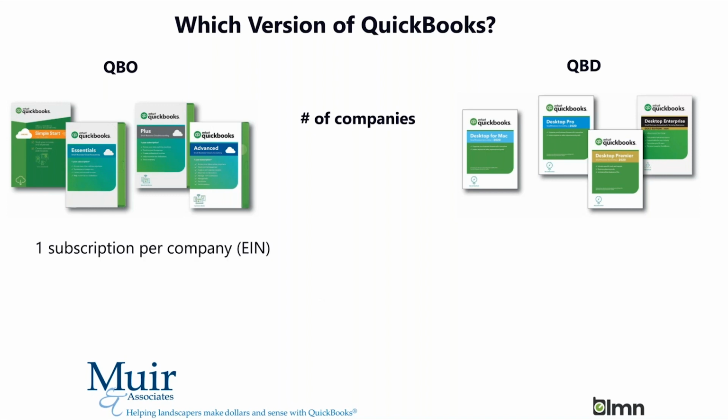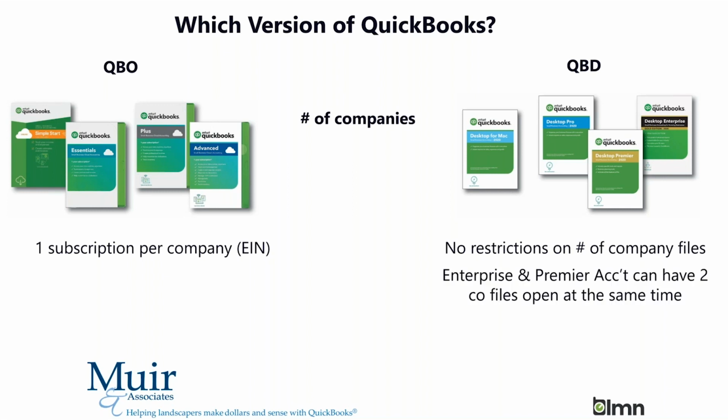With QuickBooks Online, it's one subscription per company. For most of you, that's probably not a big deal. There are some of you that do have more than one company, so you need to factor that in when you're starting to look at which one you want. When you're in the desktop products, there's no restrictions on how many companies you have. So you can have a whole bunch, and I do have some clients that do.